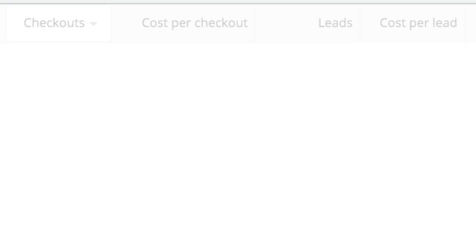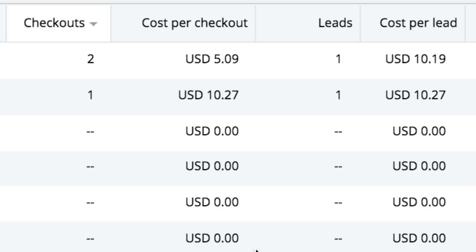So let me show you another one. All right, this one, same idea here. Look at this. 2 checkouts at $5 a piece and 1 checkout at $10.22. So again, this is looking really, really good. So what I'm going to do is try to find some other ones that perform just as well, pause the ones that don't, and ramp up the ad spend on the ones that do.